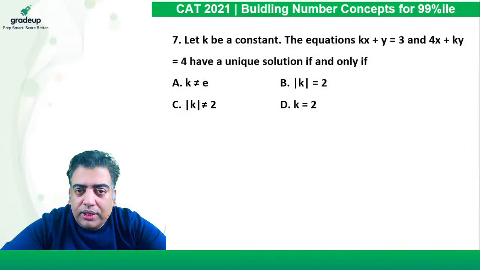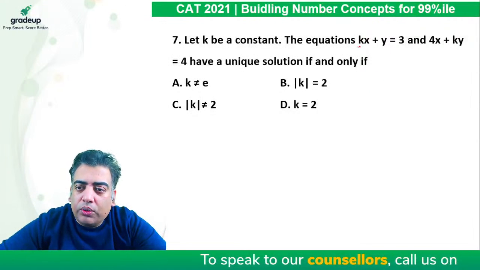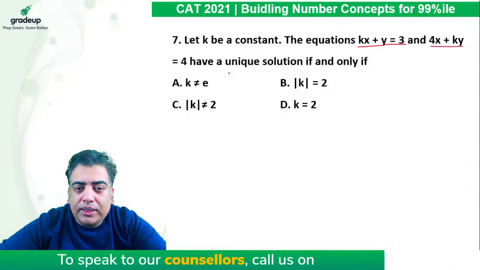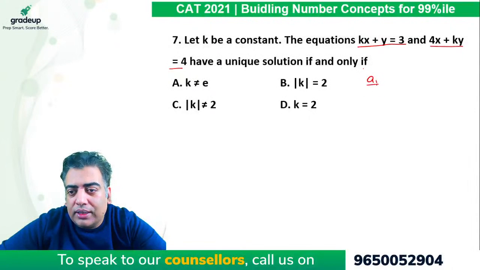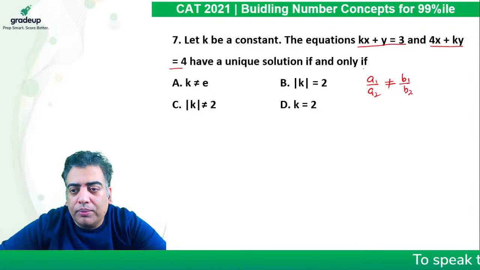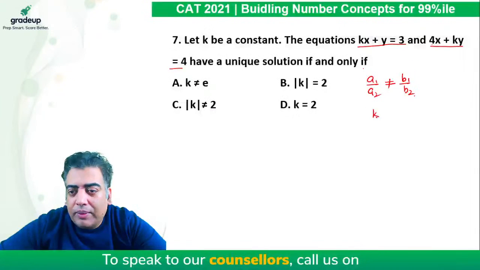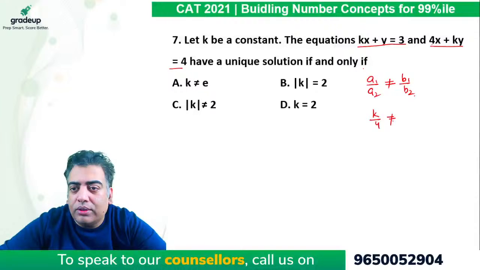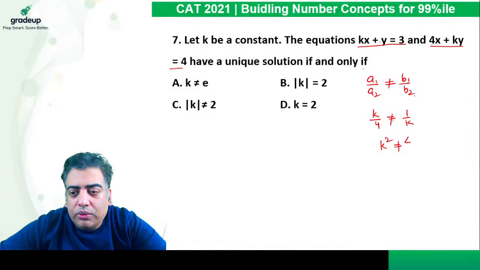Another very easy question: let k be a constant. The equations kx plus y equal to 3 and 4x plus ky equal to 4 have a unique solution if and only if. If you remember, the condition for unique solution is a1 upon a2 should not be equivalent to b1 upon b2. So here a1 is k, a2 is 4, so k by 4 should not be equivalent to b1 which is 1, and b2 which is k, which gives me k square should not be equal to 4.